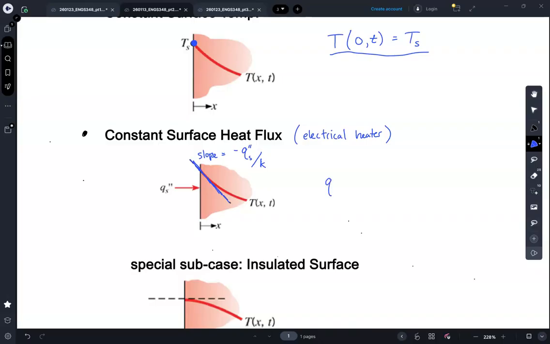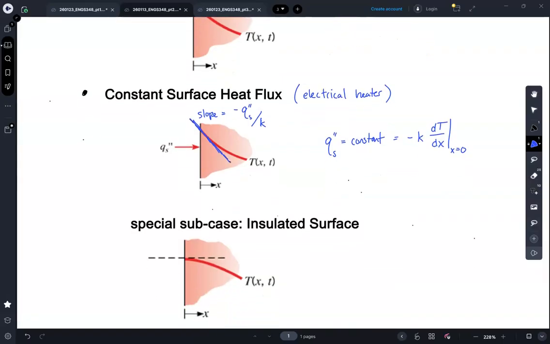So the way that we can write that as a boundary condition is this number is equal to a constant, and that equals minus k dT/dx, right? That's just the law of conduction, evaluated at our surface location. In this case, we'll say that the surface is at 0. So that is the slope there at the surface.